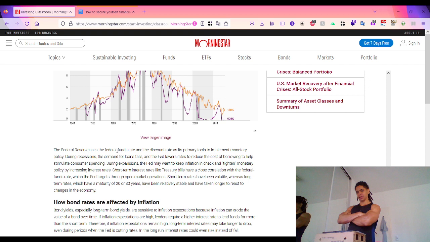Short-term interest rates like Treasury bills have a close correlation with the federal funds rate. So if you want to know the interest rate at which commercial banks lend to each other, the Treasury bill is a close correlation. It's a short-term interest rate.